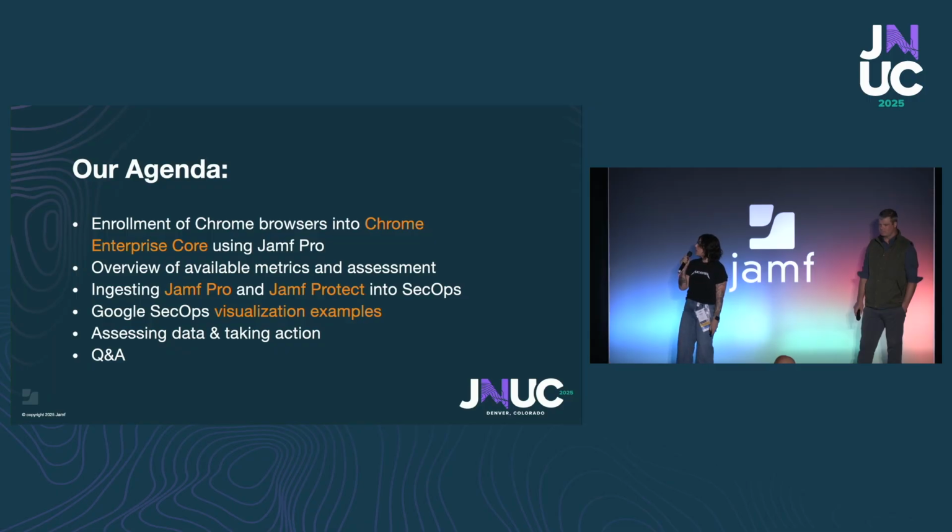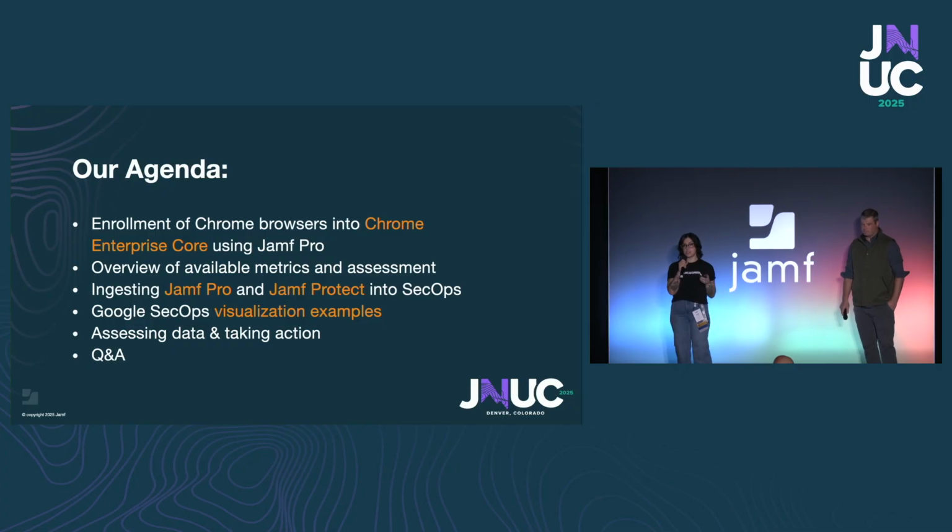So what we're going to cover is, we'll do a very quick overview of using a token to enroll your browsers into Chrome Enterprise Core. We'll talk about some of the available metrics that it gives you in a Google Workspace account once you have that configured. And then I'll go over how you ingest Jamf Pro and Jamf Protect into SecOps. That's the part that's going to go real deep and have lots of screenshots. So I will probably skip through slides quickly and you can review them later. And I'll actually give you some visualization examples and I'll link you to a place on GitHub where you can grab some examples if you want to try them out yourself. And then we'll see if we have Q&A time.